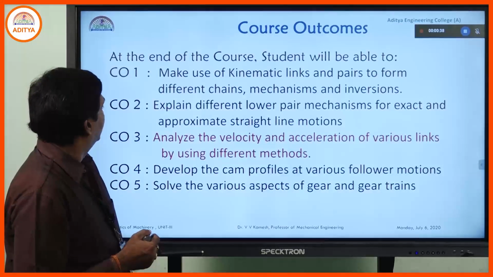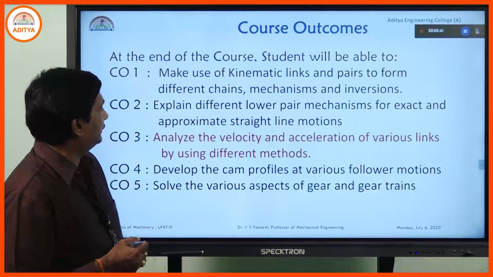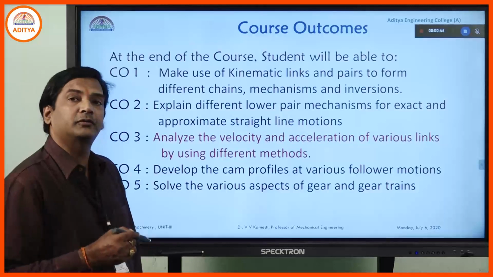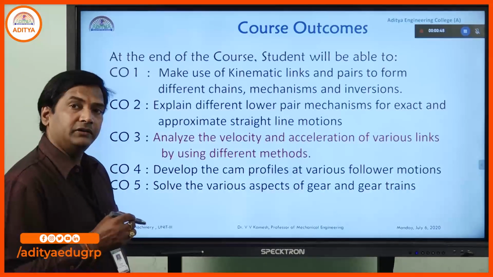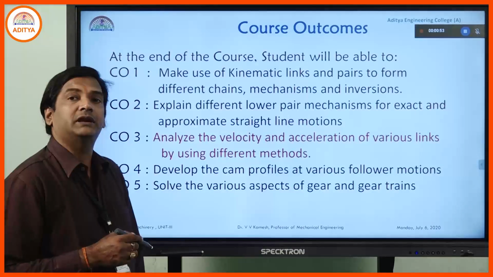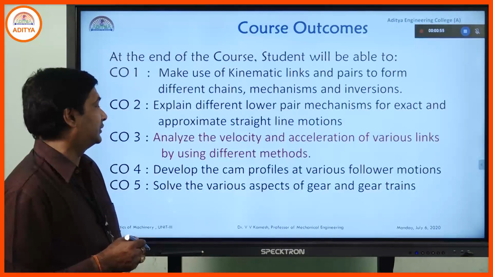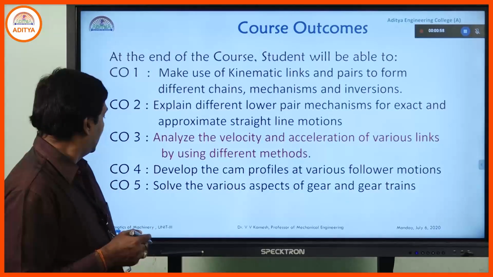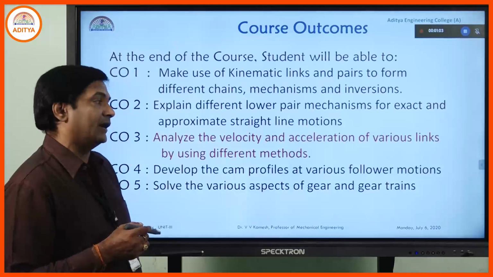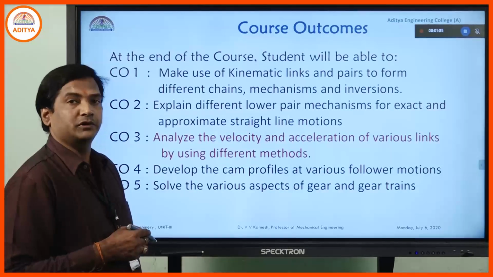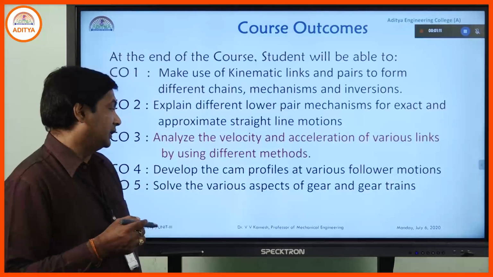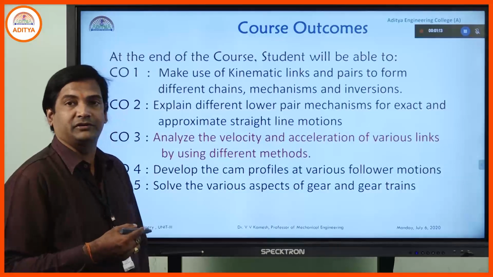And the second course outcome is the student will be able to explain different lower pair mechanisms for exact and approximate straight line motions. And the third course outcome is the student will be able to analyze the velocity and acceleration of various links of the mechanisms by using different methods. And the fourth course outcome is the student will be able to develop the cam profiles at various follower motions. And the last course outcome is the student will be able to solve various aspects of the gears and gear trains.